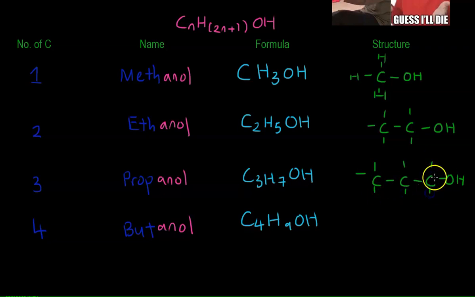You can see it looks really like alkanes in the sense that it's all single bonds. There's no double bond involved here. Finally, for butanol, it's the same with 4 C's, and the rest is just hydrogen. You can always do a check to tally the number of carbons, hydrogens, and the OH. It should match the formula. Hopefully it's clear. Now let's move on to its properties.